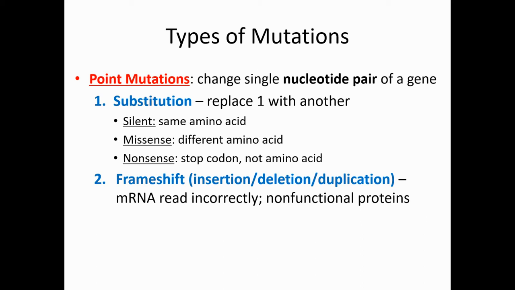Okay, the other type of point mutation we have is called a frame shift. Okay, a frame shift is when you get an insertion or even a deletion. Sometimes they don't put down a base pair, so you lose it, or you duplicate a giant section altogether. Okay, when that happens, the messenger RNA is not read correctly at all. You get these non-functional weird proteins, and bad stuff happens.